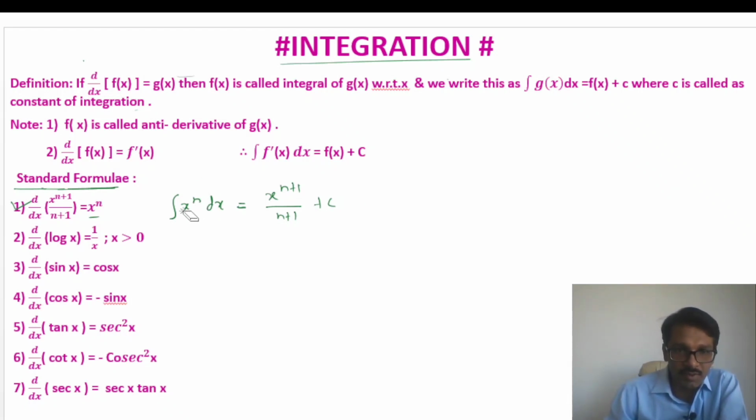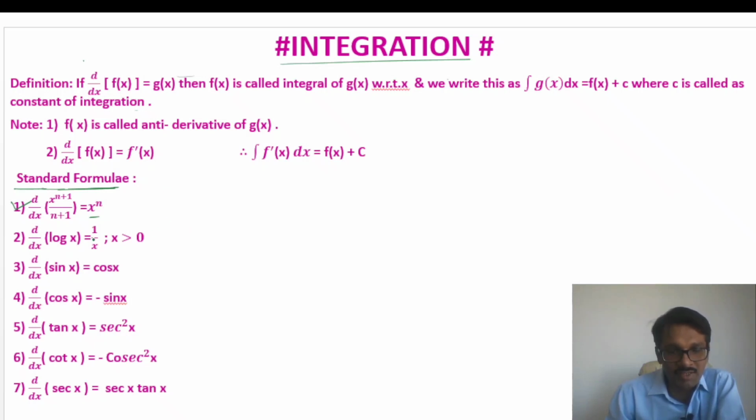The derivative of log x is equal to 1 upon x, with the condition that x is greater than 0. If you take the integration of 1 upon x with respect to x, we get log x plus c.